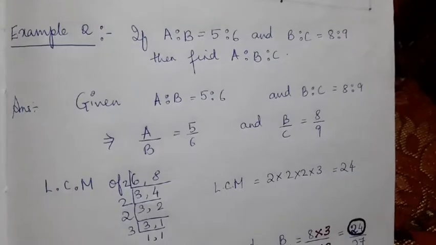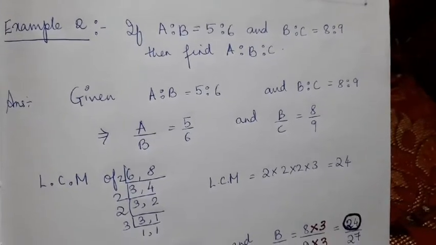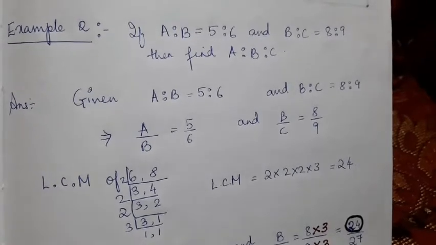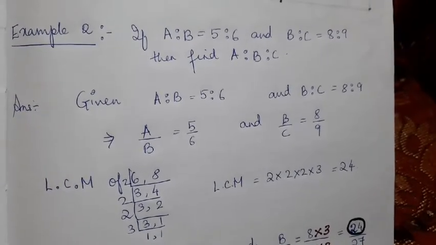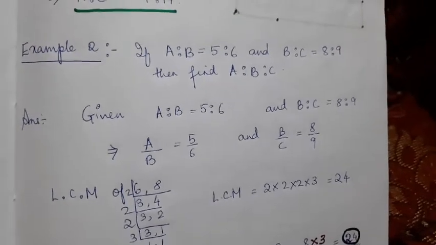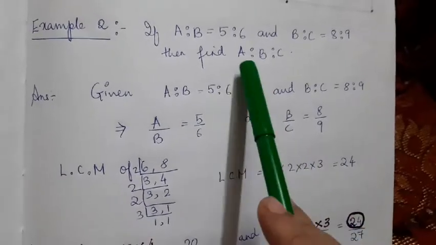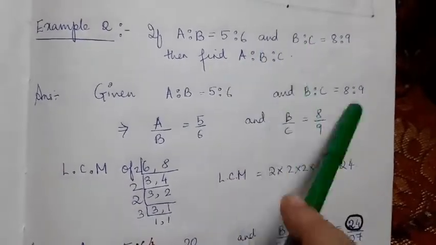A is to B is given as 5 is to 6 and B is to C is given as 8 is to 9. You have to find A is to B is to C. In the previous question, B was not there. That's why you multiplied and you got the first and the third letter. Here, you have to find A is to B is to C.